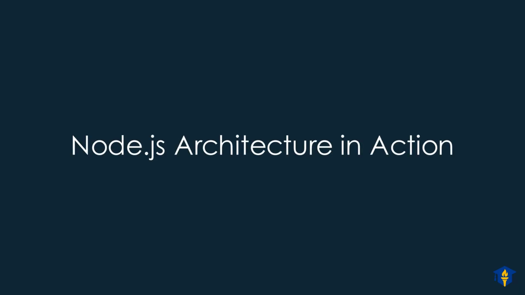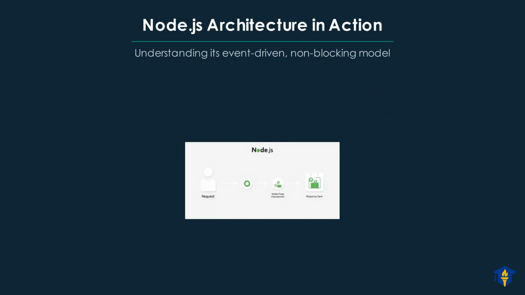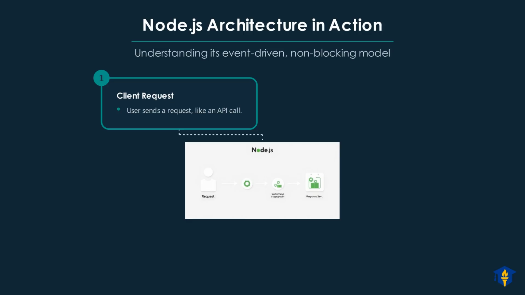Now, let us delve into the Node.js architecture in action, understanding its event-driven, non-blocking model. This section will clarify how Node.js processes requests efficiently, ensuring high performance and scalability. The process begins when a client, such as a user, sends a request to the server, perhaps an API call. This initial request is the starting point for any interaction with your backend application.